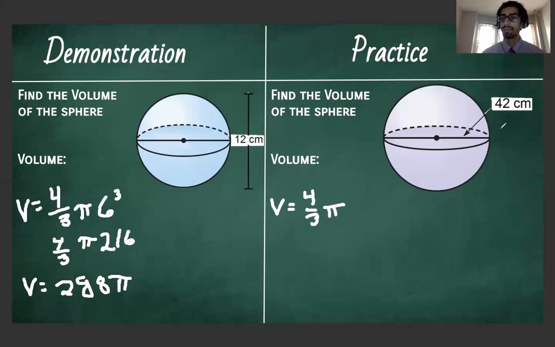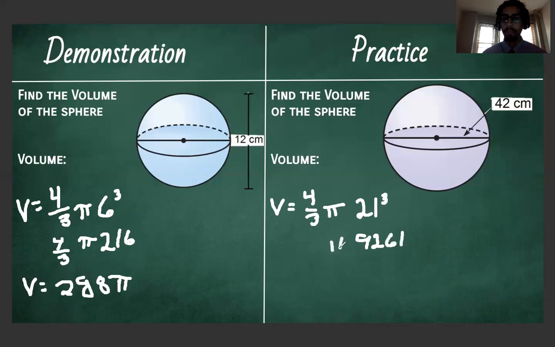Do I know my radius? They don't give it to me, but I can find it out. If I know that my diameter is 42, that means that my radius is going to be half of that, or 21. So I would write down 21 cubed right here. Now I can start solving with my calculator. 21 cubed is a really big number, 9,261. Okay. I'm going to multiply that by pi and 4/3.